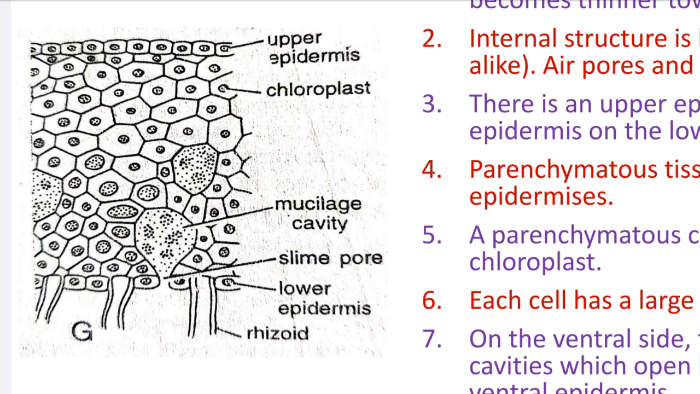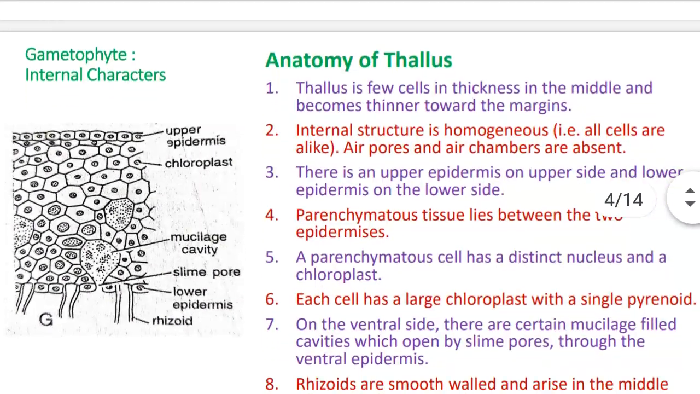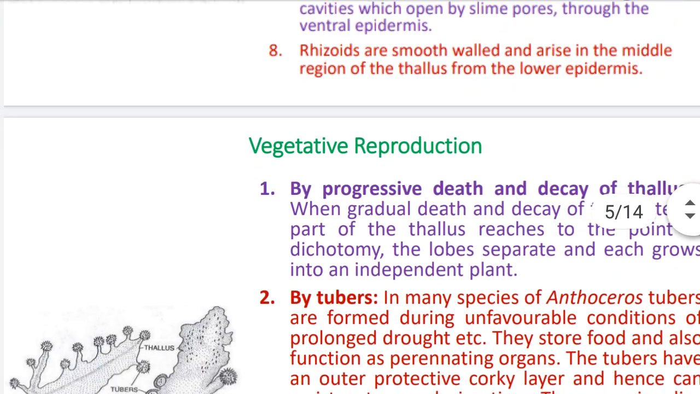You see, this is the G diagram, which shows the internal organization of the thallus. Upper epidermis and lower epidermis are distinct. Upper epidermis does not have pores or air chambers, but lower epidermis produces the rhizoids, and the cells in between upper and lower epidermis are homogeneous parenchyma cells having a prominent nucleus, prominent chloroplast and pyrenoids. They are starch synthesizing bodies, and toward the ventral surface mucilaginous cavities are present and they open with small pores at the lower epidermis. So this is about the very simple internal organization of the Anthoceros thallus.